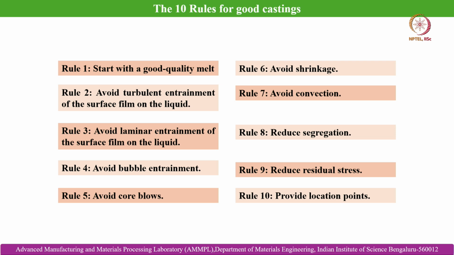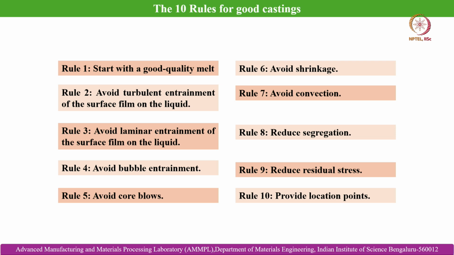Number 1, you have to start with a good quality melt. Number 2, avoid turbulent entrainment of the surface film in the liquid. Rule 3, avoid laminar entrainment of the surface film on the liquid. Rule 4, avoid bubble entrainment. Rule 5, avoid core blows. Rule 6, avoid shrinkage. Rule 7, avoid convection. Rule 8, reduce segregation, and Rule 9, reduce residual stress, and Rule 10, the final rule, is provide location points.